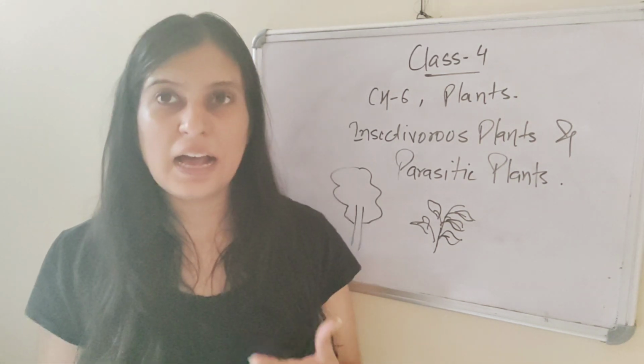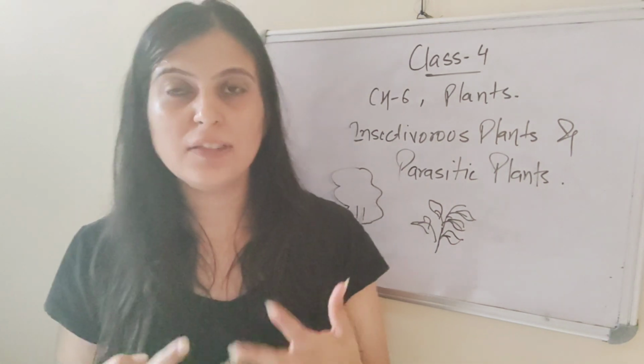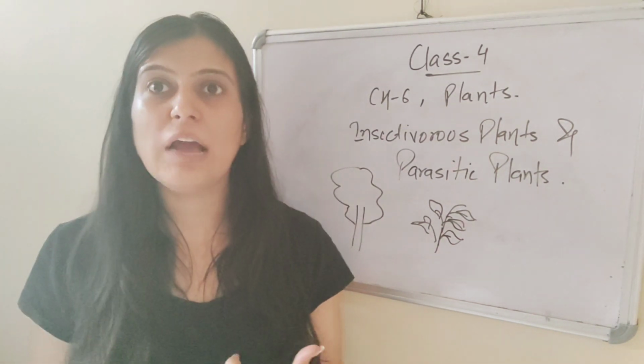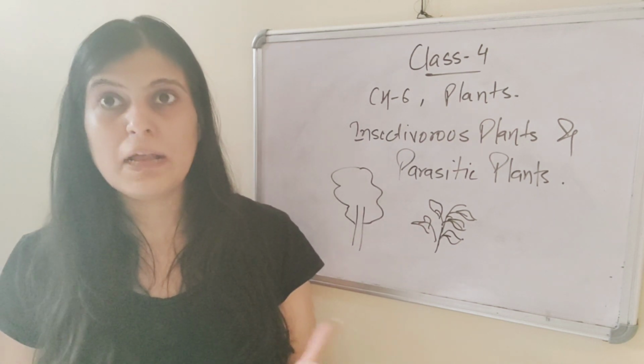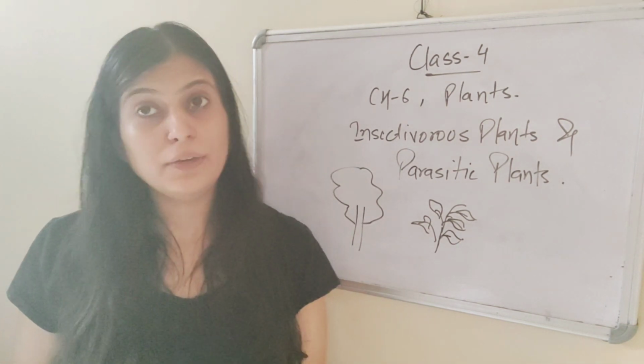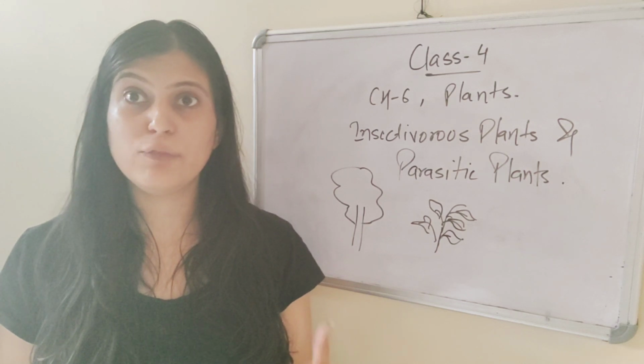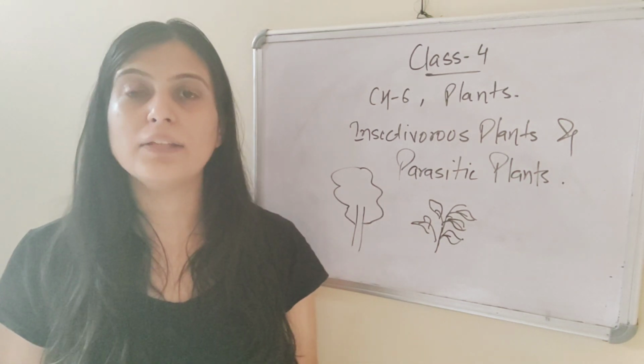We have completed our chapter, that is plants living and surviving, in which we have covered all the topics up to adaptation in plants to some interesting plants, that are insectivorous plants and parasitic plants.